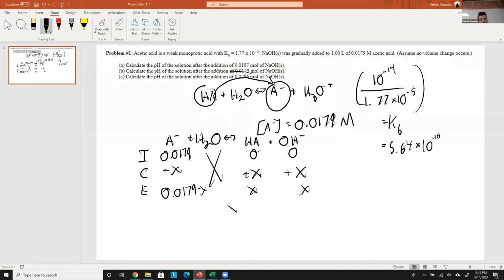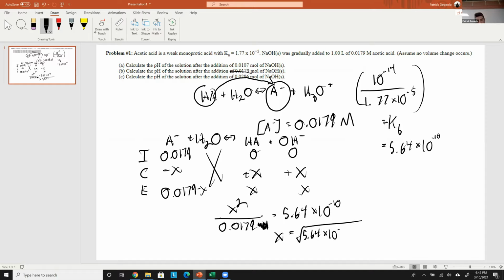0.0179 minus X. X squared divided by 0.0179 minus X equals our Kb, 5.64 times 10 to the negative 10. And in this case, especially because our Kb is so low, we can neglect X in the minus X part. So does anyone want to solve X for me? It'll be the square root of 5.64 times 10 to the negative 10 times 0.0179. Ding, ding, ding, we have an answer: 3.18 times 10 to the negative 6. Looks good to me.